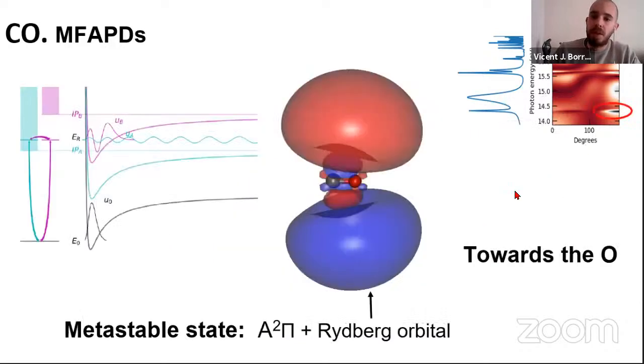To understand what was happening in the resonant part, we have to keep in mind that a resonance is created by a metastable state embedded in the continuum. So we investigated this metastable state, and this metastable state was the pi parent ion with an electron in a very diffuse Rydberg orbital we see here. And we see here how this Rydberg orbital is a little bit towards the oxygen. I don't know if you can appreciate it, but it is a little bit towards the oxygen. So that could explain why in the presence of the resonance, the preferred direction is towards the oxygen.